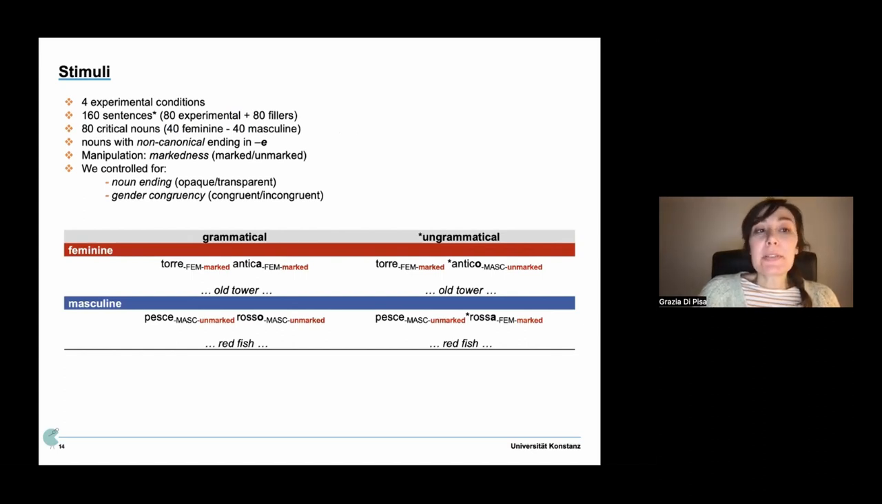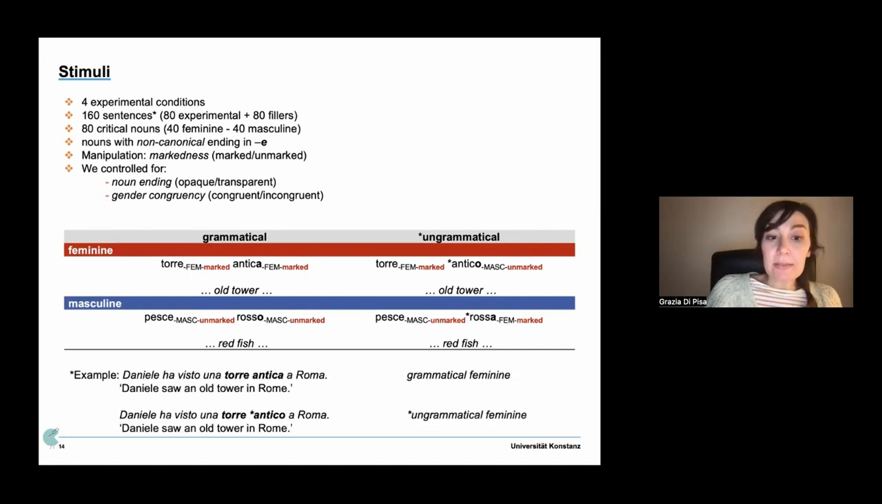So let's have a look at the stimuli. I had four experimental conditions: grammatical and ungrammatical for both feminine and masculine. I had a total of 160 sentences, and this is an example of the sentences they were reading and seeing on the screen. Daniela ha visto una torre antica a Roma. This is grammatical and feminine. Daniela ha visto una torre antico a Roma. So this is the one with the violation, the ungrammatical.